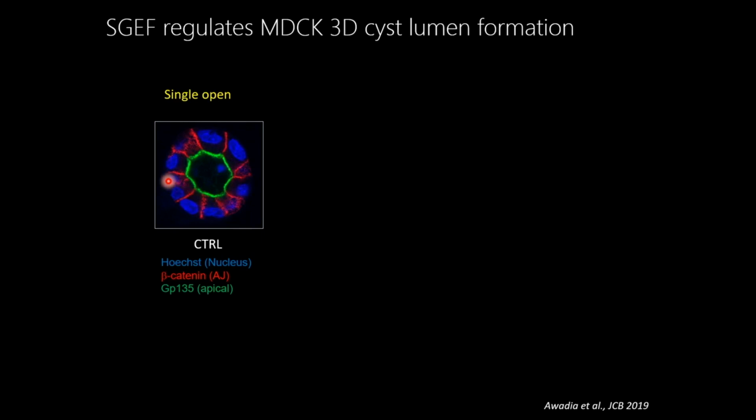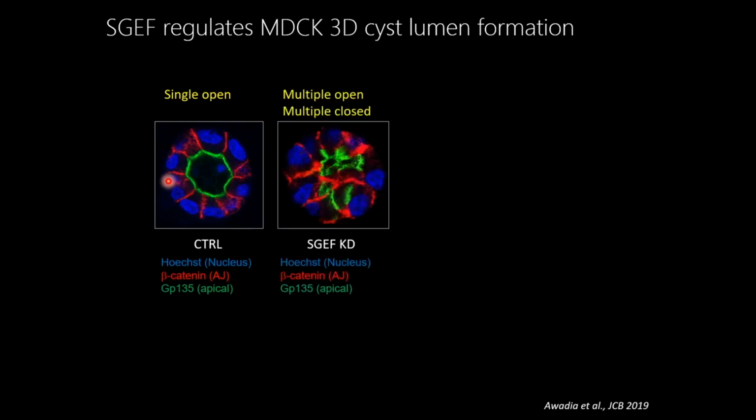Now, what happens when we knock down our gene? What we see is a very, very drastic phenotype. We see that the polarity and the organization of the cyst is affected. We see these patches of lumens in the center of the cell. Some of them seem to be open. Most of them seem to be closed. So there's a really disorganized cyst in the end.